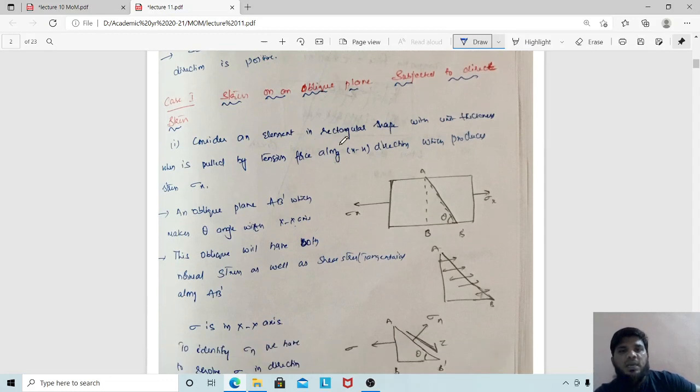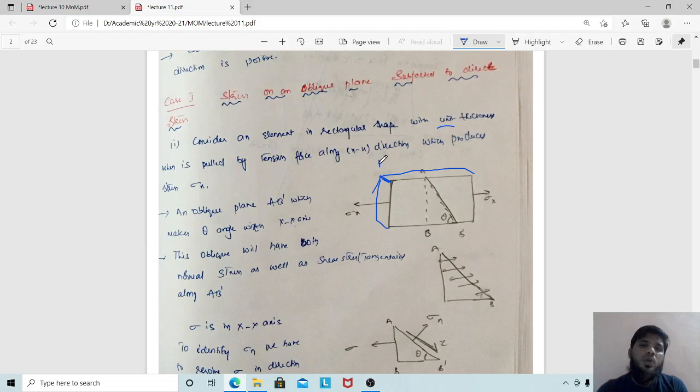So consider an element in a rectangular shape with unit thickness. What does this mean? This is a rectangular section. It has a cross section internally like this. If you want to draw it properly, the cross section of this is like this. So this is my rectangular section, clear? So this length I am considering as unit thickness.